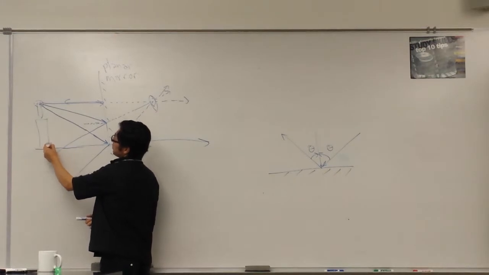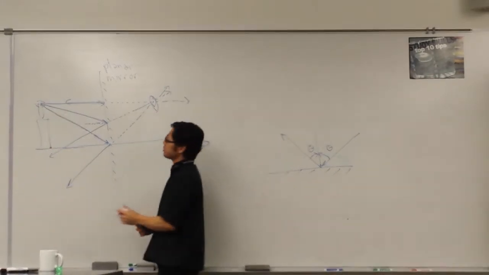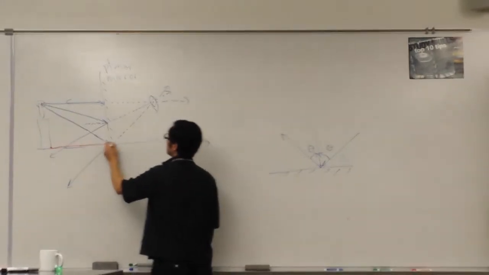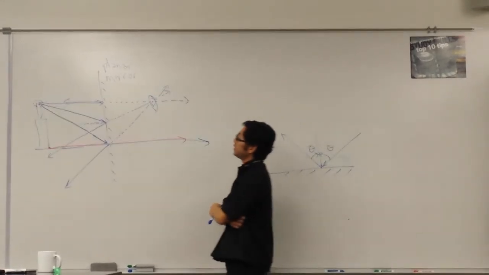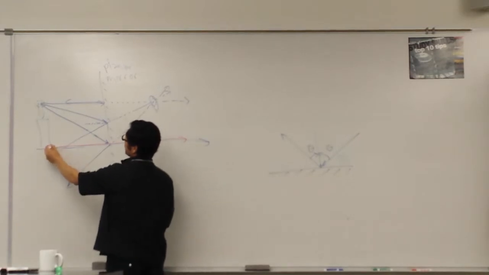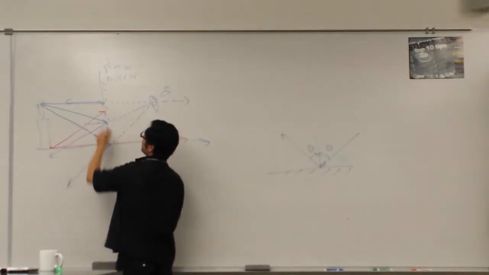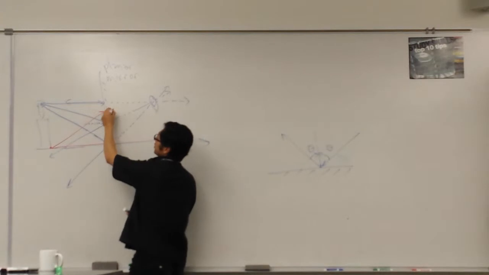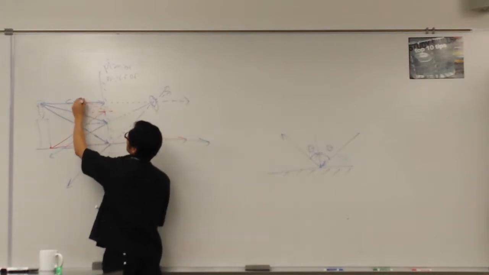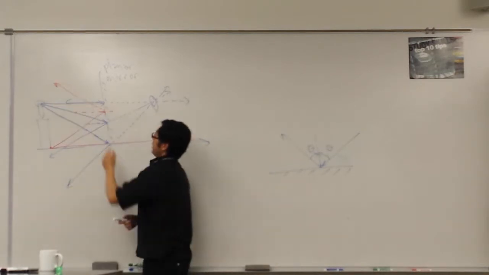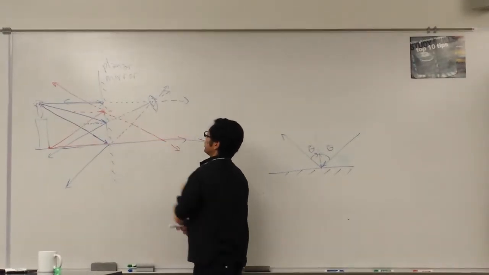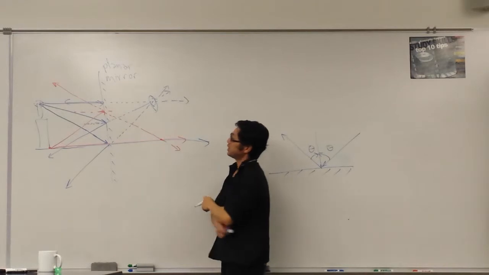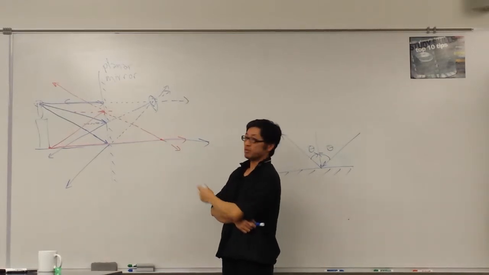How about the rest of the candle? How do I know where the rest of the candle is? How about the bottom of the candle? The bottom of the candle does this, right? Goes straight through. And it also can go upwards, at the same angle, and then it comes back down right over here. So the bottom of the candle is right there. And so that's the bottom of that image.